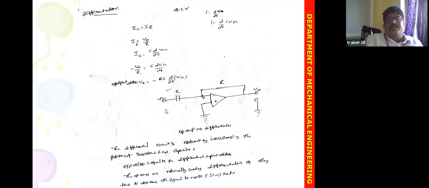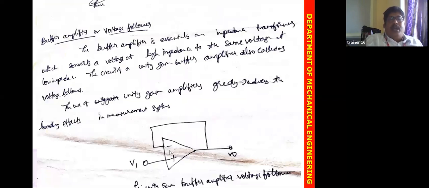Reducing noise. And the buffer amplifier: the output voltage is given to the inverting input, so it is the same voltage, nothing but a unity gain. The unity gain amplifier can also be called a voltage follower.